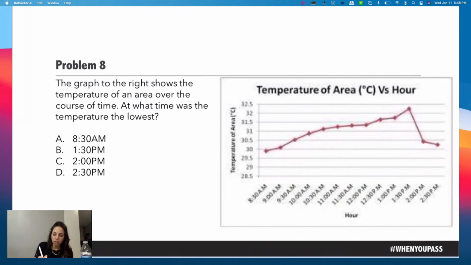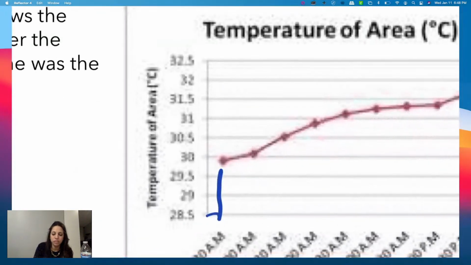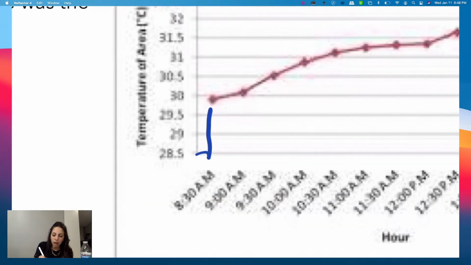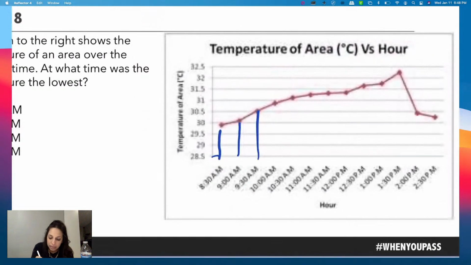So at 8:30, our temperature is 29 point something. At 9 o'clock, it's just over 30. At 9:30, it's right at 30.5. At 10 o'clock, it's at 30.8.